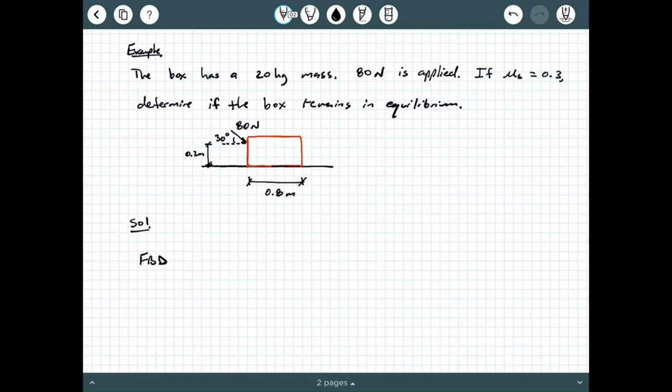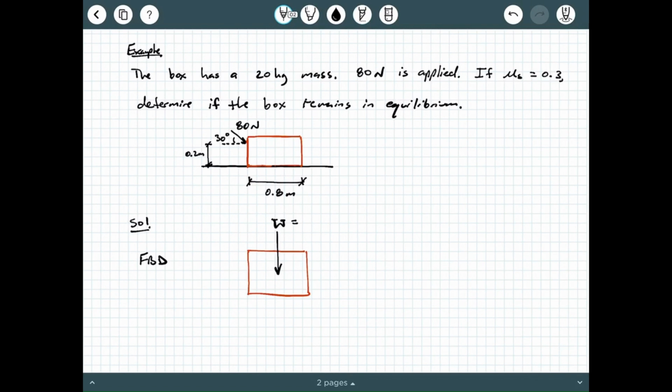So let's go ahead and state under the solution. The first thing we're going to do is draw a free body diagram of this system. So I'm going to go ahead and draw our box here. And the first thing we want to get is the weight of the box. So the weight of this rectangular box is going to act right at the centroid of the box, which is going to be at a 0.4 meter dimension in the horizontal direction.